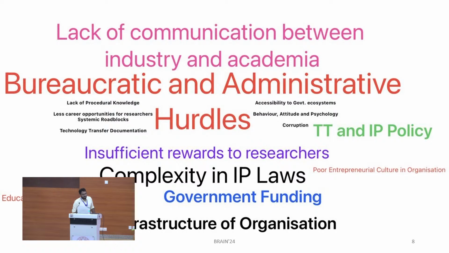This was the empirical study that I did, and the data was fed into RStudio using the R language package Shiny, and a word cloud was formed, which says that bureaucratic and administrative hurdles are one of the greatest barriers. The collaboration between industry and academia is second. And the complexity in intellectual property laws, as far as our research scholars are concerned, is also one of the barriers. And the infrastructure, organization, and importantly, the technology transfer and IP policy.